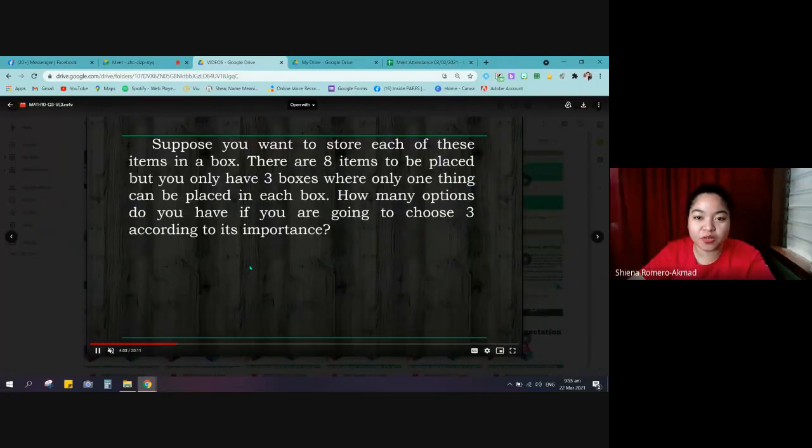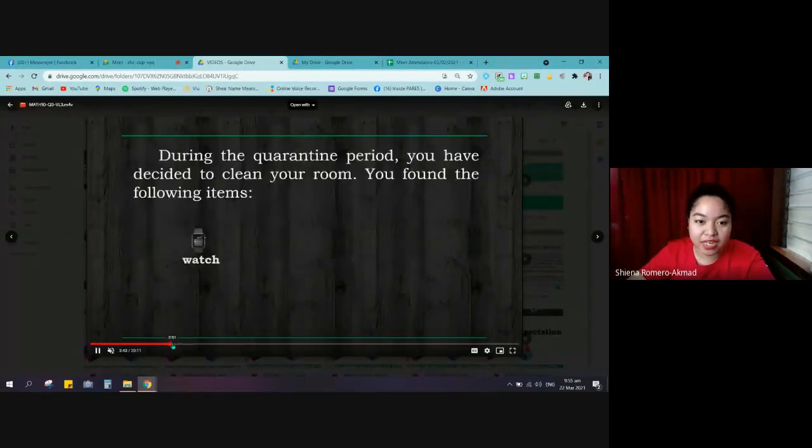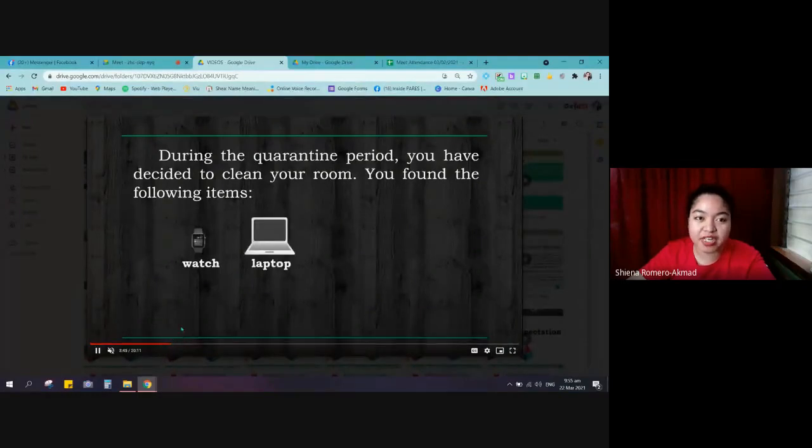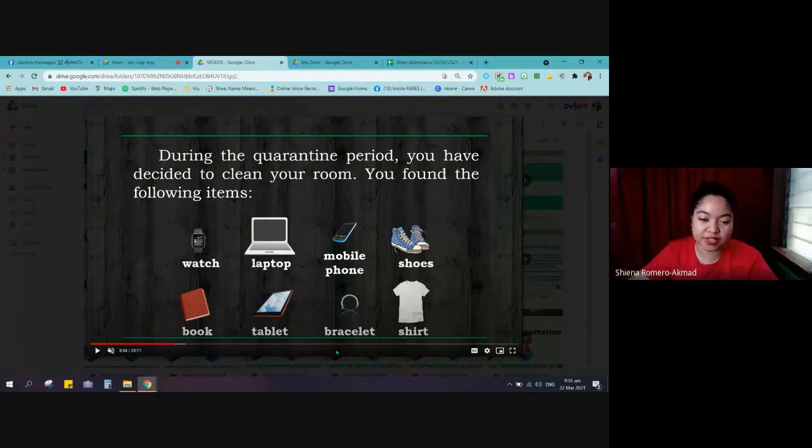So suppose that you want to store each of the items in the box. Second, ang given situation here is during the quarantine, you have the time, of course, then you decided to clean your room and you find the following items. Ano na yung mga items na yun? A watch, the laptop, the mobile phone, the shoes, the book, the tablet, the bracelet, and the shirt.